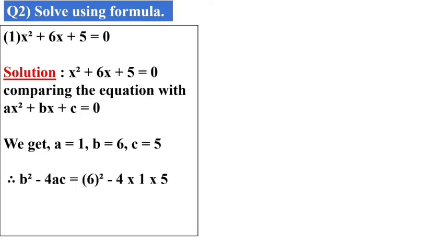So what is the value of b? 6. Square of 6 minus 4 multiplied by a. The value of a is 1 and the value of c is 5. Square of 6 is 36. 4 times 1 is 4, 4 times 5 is 20. Now 36 minus 20 we get what? 16. So the value of b square minus 4ac is 16. After getting the value of b square minus 4ac, we have to use the formula.